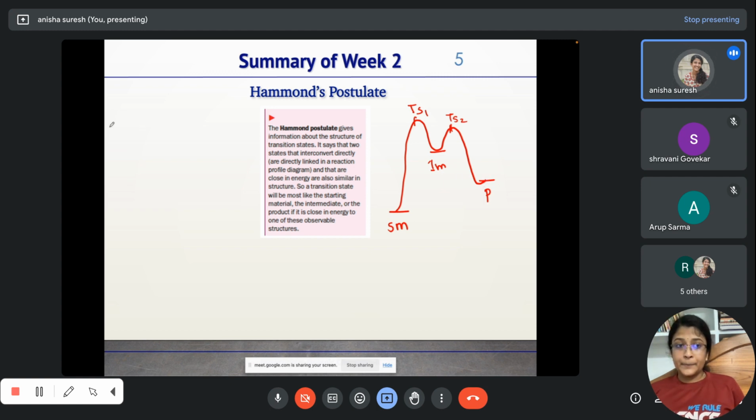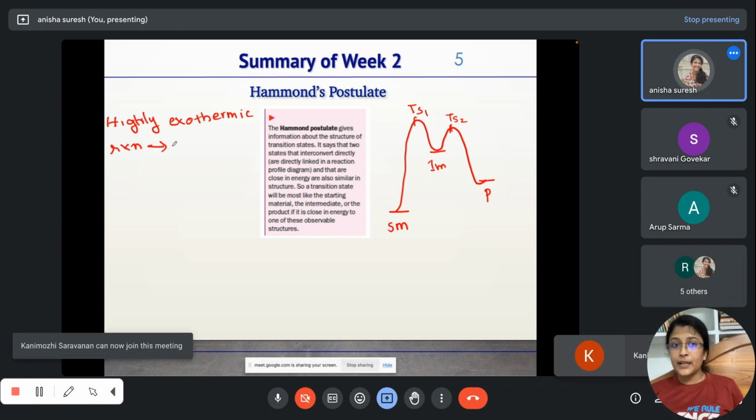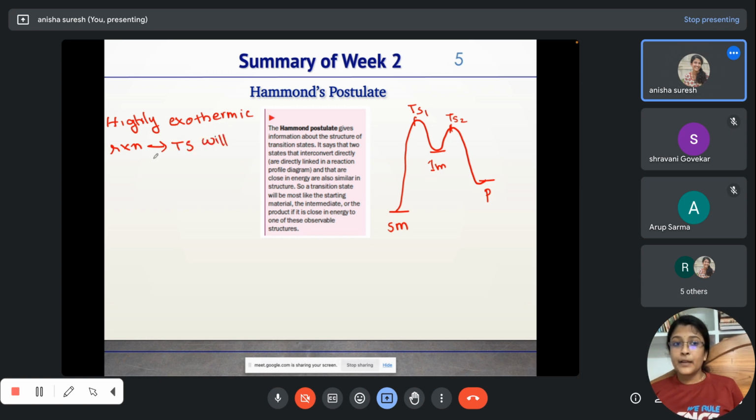So when we are considering a highly exothermic reaction, highly exothermic means the product's energy will be lower than that of the starting material. So the transition state will resemble the starting material. The product's energy will be much lower, so the transition state will resemble the starting material in case of a highly exothermic reaction.